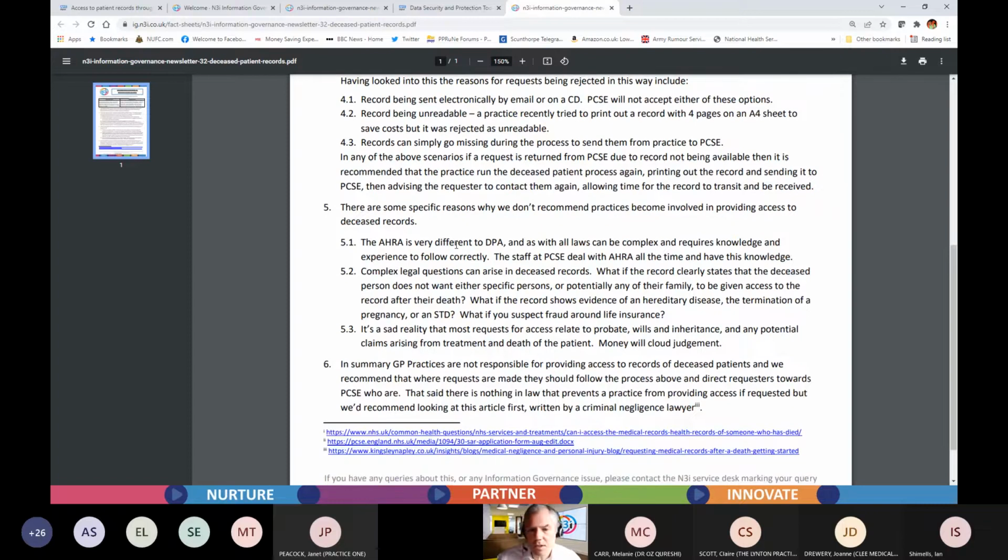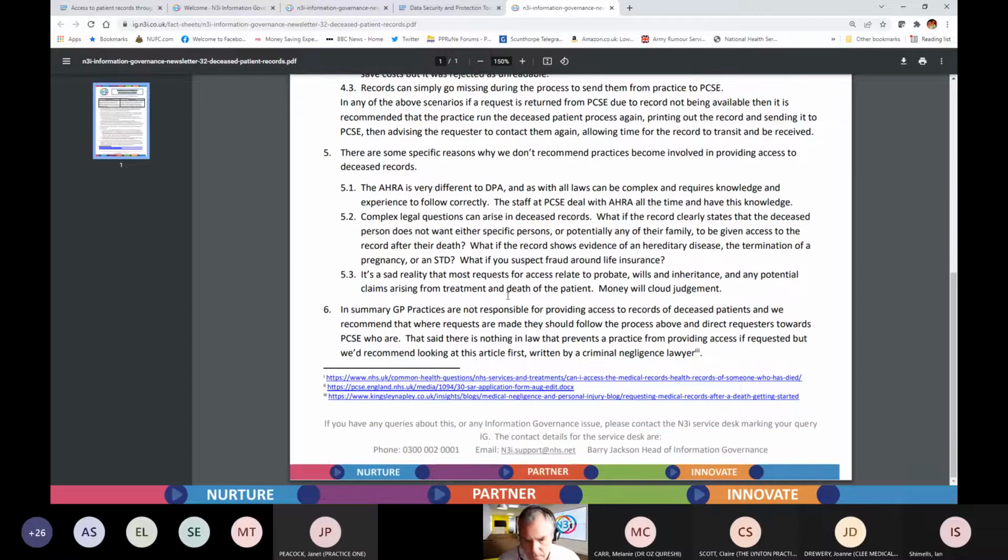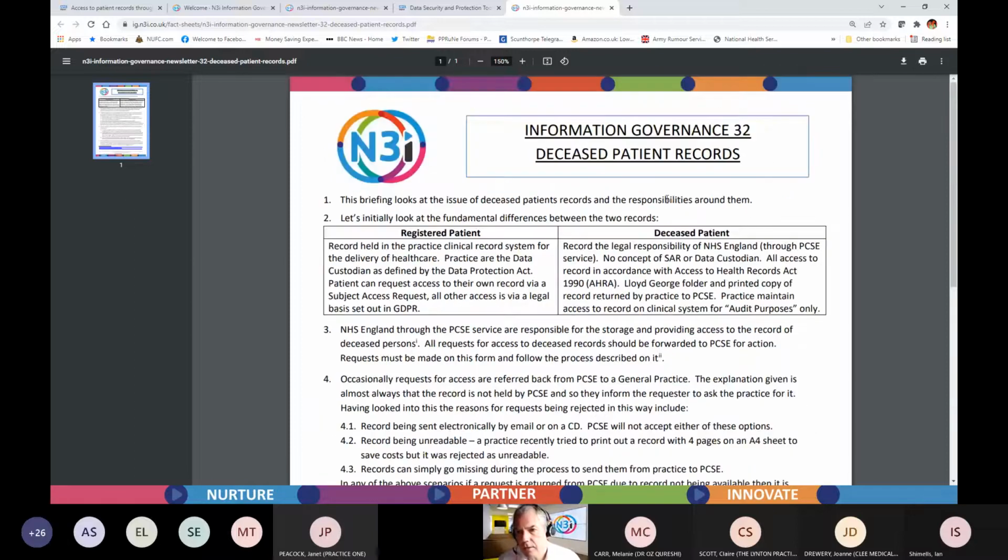And basically the good news is it says you shouldn't have to deal with them at all. It talks about the access to health records there, para 5, about why I don't think you should do it. There are people literally who get paid to do this work. So why would you get involved in very complex legal questions when NHS England literally pay Capita to run PCSE and to employ people like me, IG security experts, who will deal with this on a daily basis and will deal with your requests? All the references you need, and all the guidance, is on that fact sheet. So that's about dealing with deceased patient records.